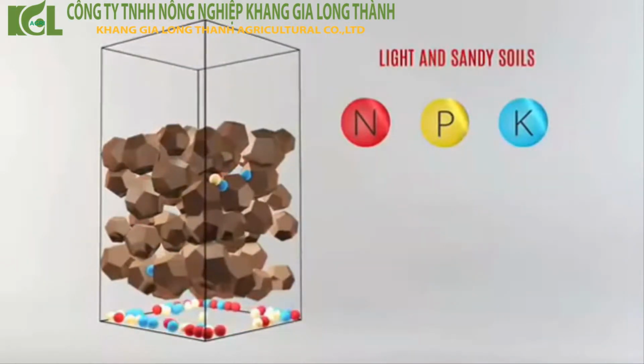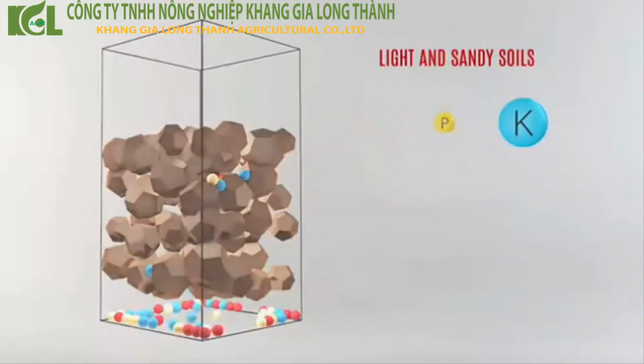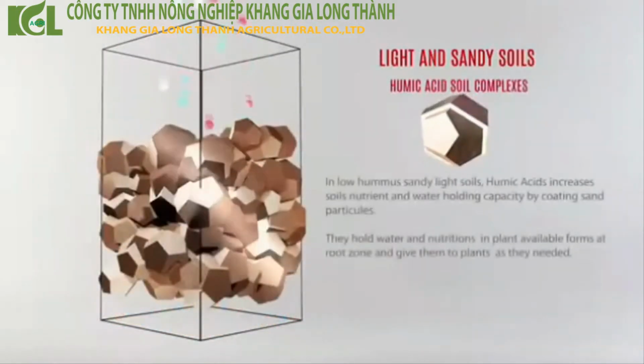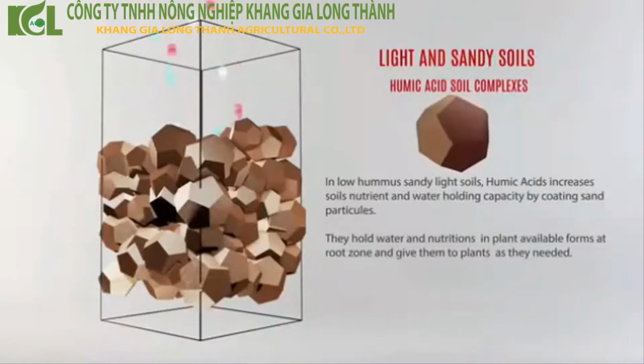In low humus sandy light soils, humic acids increase the soil's nutrient and water holding capacity by coating sand particles. They hold water and nutrition in plant-available forms at the root zone and give them to plants as they are needed.